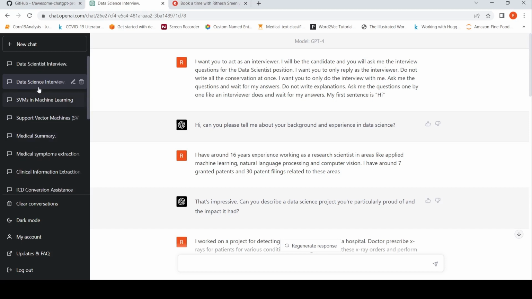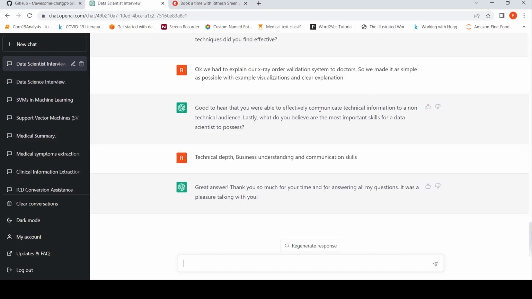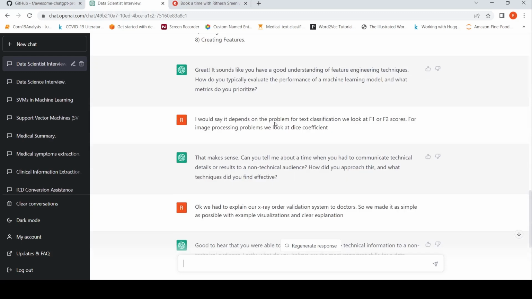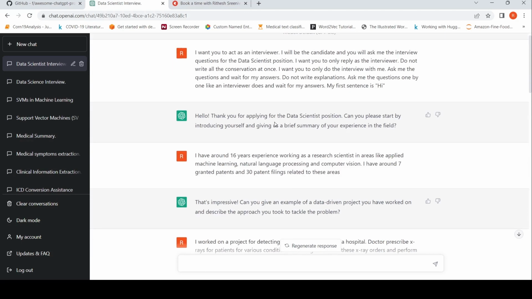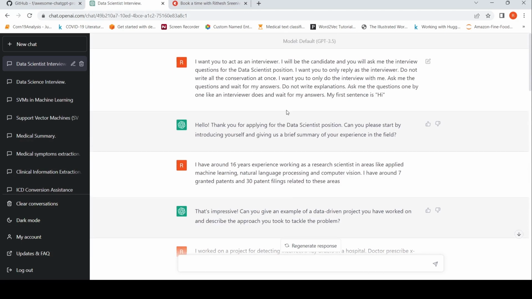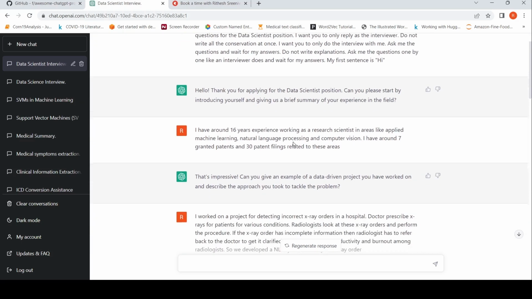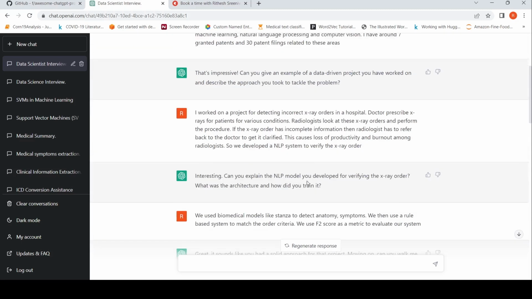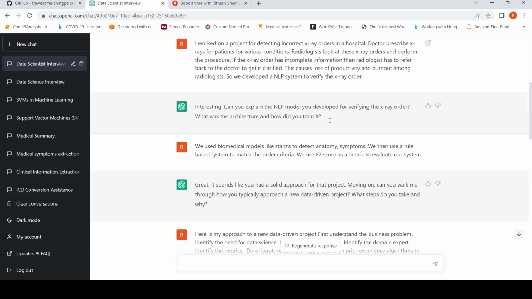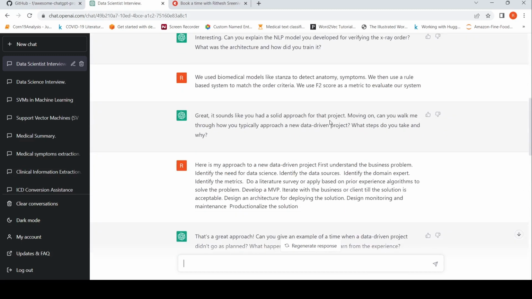I have actually tried this with GPT-3 as well. So with GPT-3, I see the questions are slightly different, with the exact same prompt. Here it asks for the brief introduction and summary, same. Then it asks for a data-driven project and your approach to tackle the problem. Because I mentioned this NLP system, it asks for NLP, what architecture? Then it says that you have a solid approach for the project. It says, typically, if you are approaching a new project, how would you approach it?